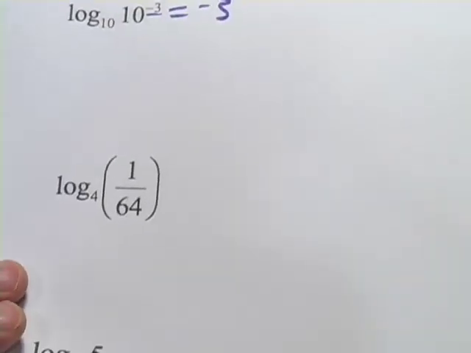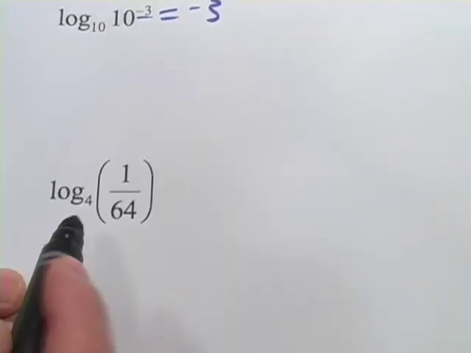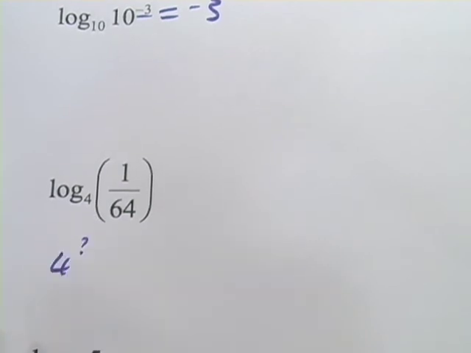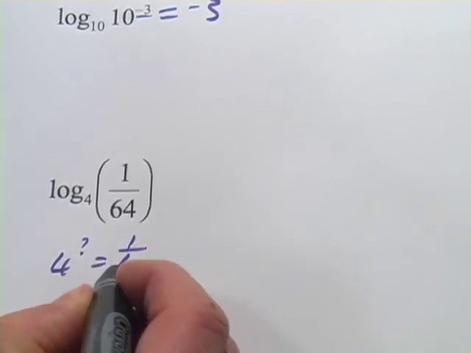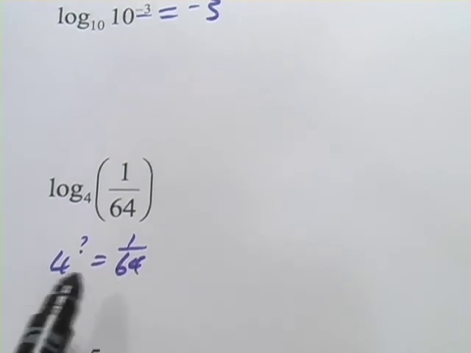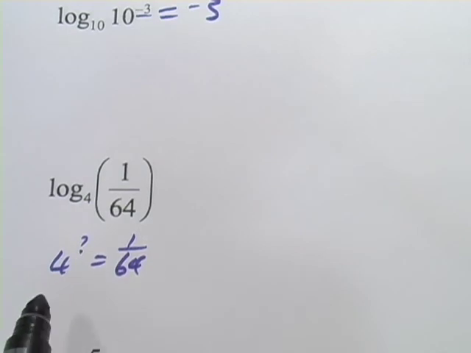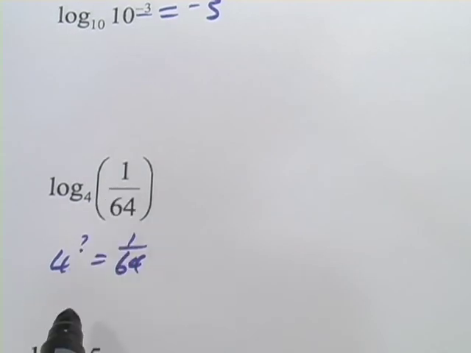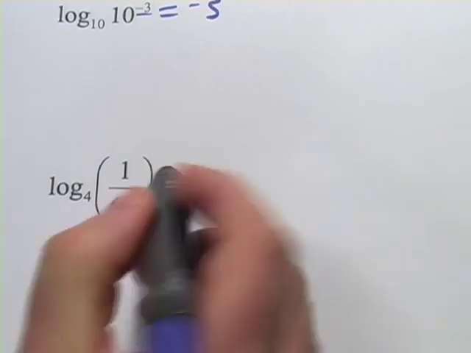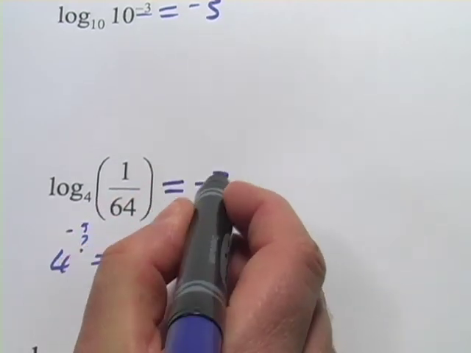Let's try another. This one says log base 4 of 1/64. So what power would you raise 4 to get 1/64? And there's a couple of things here. Maybe you can think about this in 2 steps. First of all, to get that 64, well, 4 to the third power is 64, but this is 1/64th, so you might recognize that 4 to the negative third would actually give you 1/64th. So the answer on this one is negative 3.